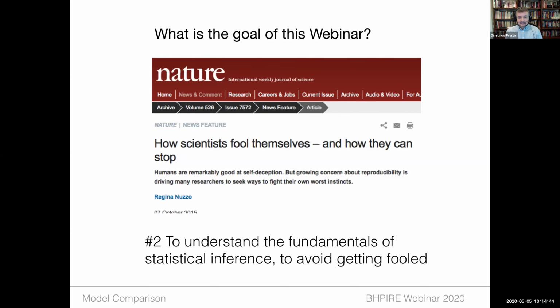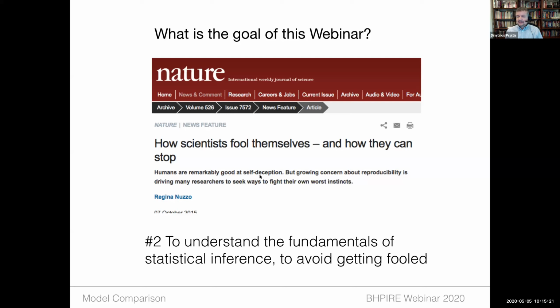And this is something that is being explored in many applications of statistics. Applied statistics actually devotes most of its time right now to these kinds of issues. There's a great paper written in Nature, primarily about biostatistics, that's called How Scientists Fool Themselves and How They Can Stop. And the tagline is that many researchers seek ways to fight their own worst instincts, which is that people are remarkably good at self-deception. We get results out of very complex statistical inference models, and we are very prone to believing them.